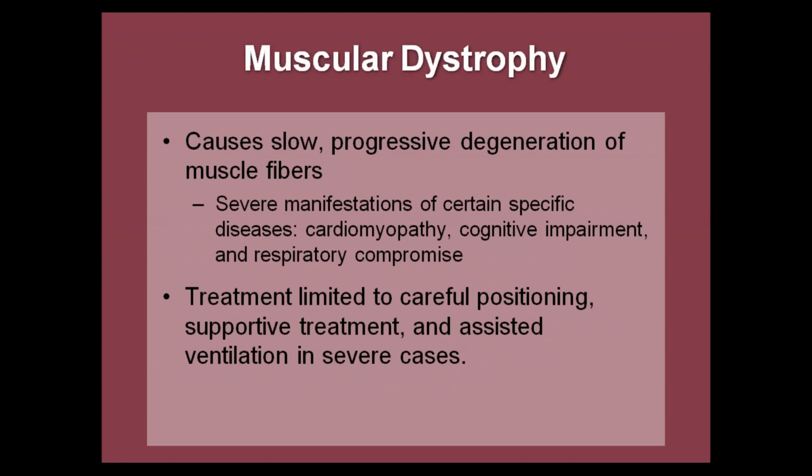Muscular dystrophy causes slow and progressive degeneration of muscle fibers. So this patient is going to progressively get worse as time passes because the muscles start breaking down. There are severe manifestations of certain specific diseases: cardiomyopathy, congenital impairments, and respiratory compromise.